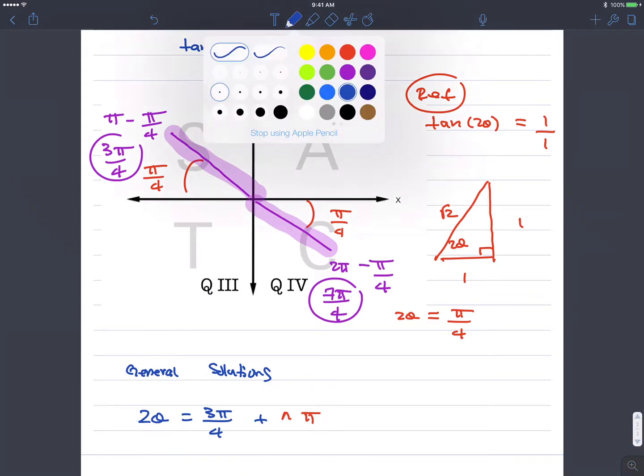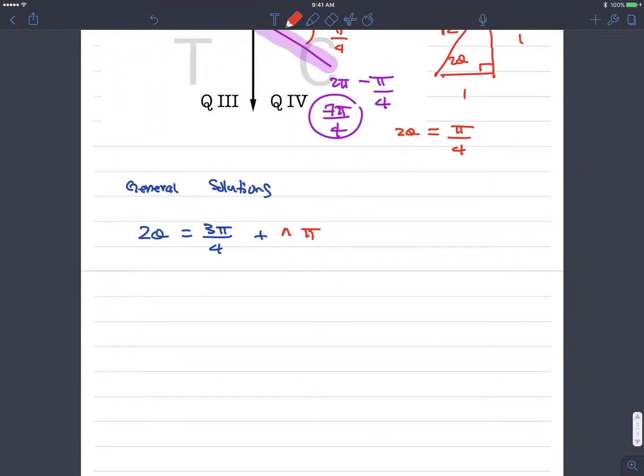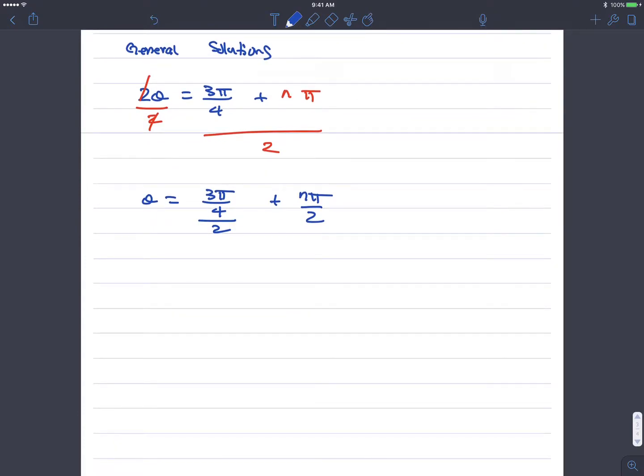Thank you. Okay, let's divide both sides now by what? By 2. Okay. Cancel. And there we go. Theta becomes 3 pi over 4. Don't forget divided by 2, plus n pi divided by 2. We were not done. Theta will be 3 pi over 8 plus n pi over 2. Yeah. Okay. Now we're good.